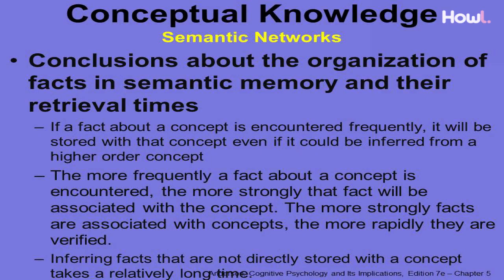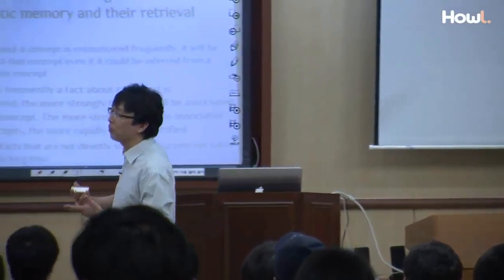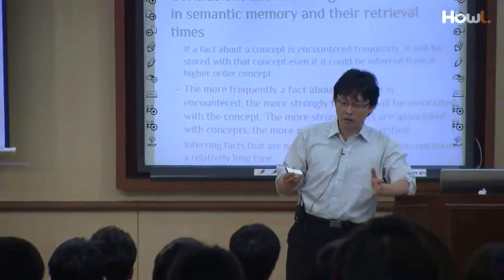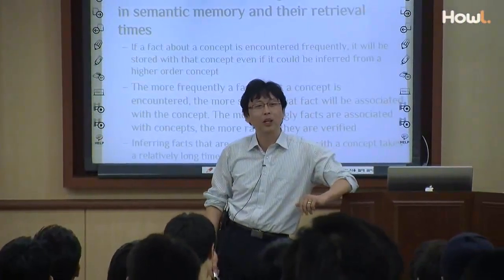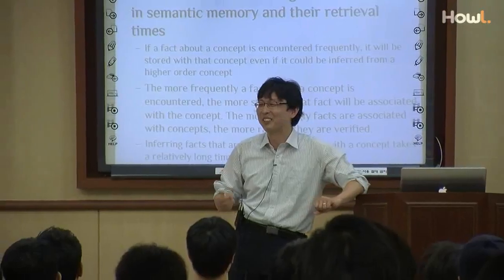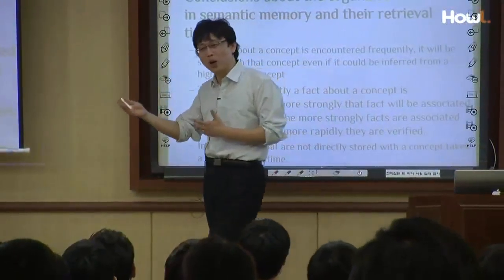Knowledge representation with a semantic network has some benefit, such as if a fact about a concept is encountered frequently, it will be stored with that concept even if it could be inferred from a higher order concept. Have you thought about why a devastating accident or incident or feeling is remembered more than your happiness? Like when your parents or grandparents pass away, or when you divorce. You're not divorced yet, because you're not married. That kind of critical instance is remembered longer than happiness.